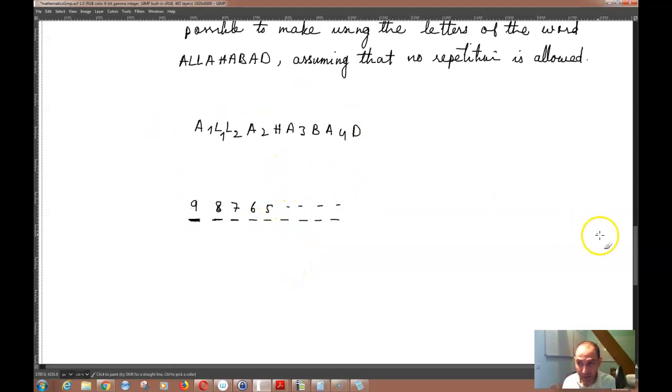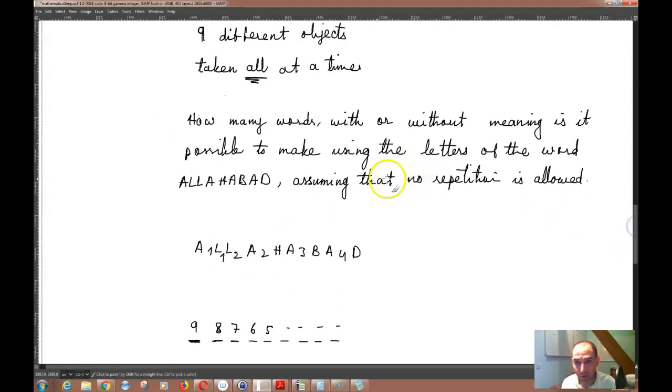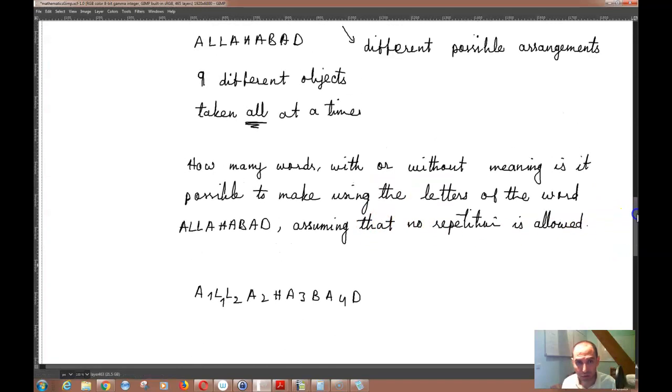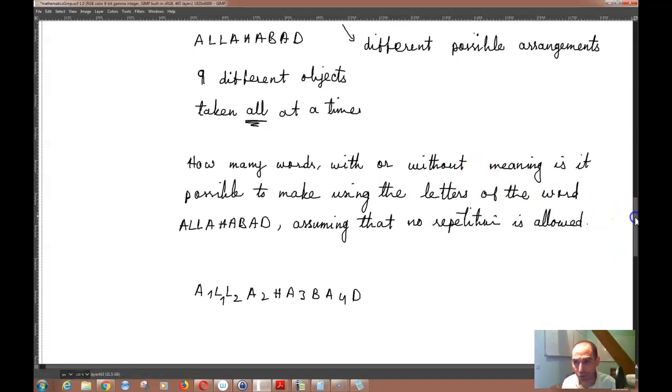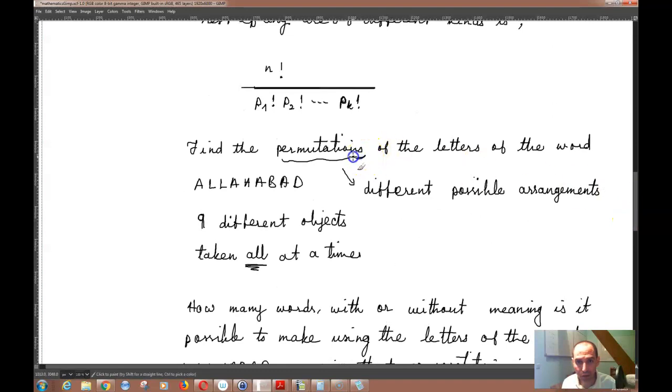And so this assumption of repetition not allowed is actually built into the word permutation. That means that when we say permutation, we are assuming that we are not repeating anything. Otherwise, we would mention that we are actually repeating, and so the formula is going to change slightly.